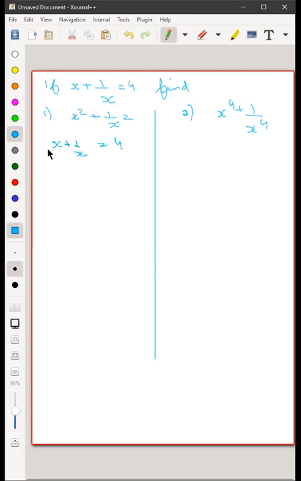So x plus 1 upon x, the whole thing square is equal to 4 the whole thing square. So x square plus 2 into x into 1 upon x plus 1 upon x square is equal to 16. So x square plus 2 plus 1 upon x square is equal to 16. So x square plus 1 upon x square is equal to 16 minus 2, that is 14. Correct.